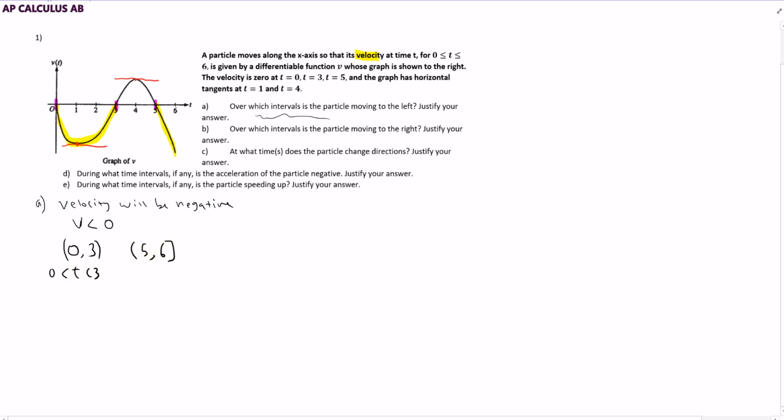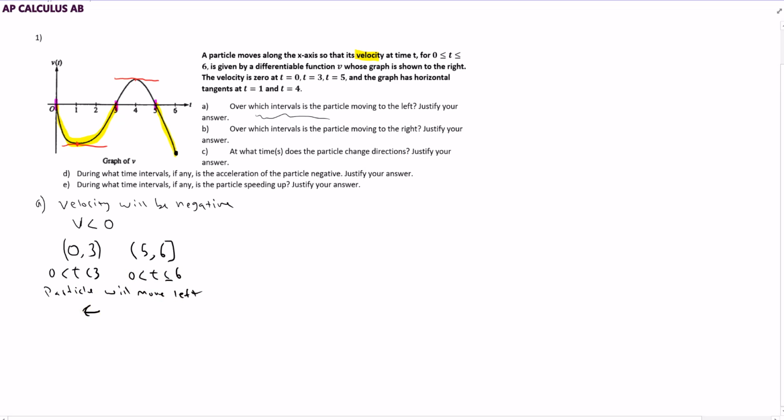You can include 6 there because it's an endpoint. You cannot include 5 because it's 0 at 5. You cannot include 3 because it's 0 at 3. You cannot include 0 because it's 0 at 0, right? But I can include 6 because 6 is a point on here and it's negative. All right, and another way of saying this is 0 is less than t is less than or equal to 6. That's when the velocity will be negative. That's when the particle will move left, right? Negative velocity means it's moving to the left.